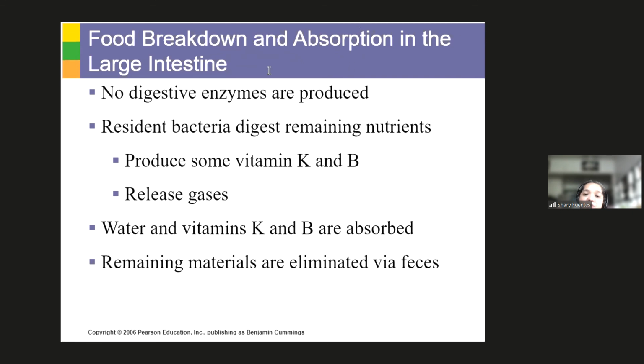Food breakdown and absorption in the large intestine. Sa large intestine, wala nang enzyme na na-produce. Pero anong meron doon? May mga normal residents tayo, yung mga bacteria doon. They are the ones that produce vitamin K and vitamin B, and they also release the gases. Kaya the water and the vitamin K and B are being absorbed while the remaining materials are eliminated by the feces. Ito yung sinasabi ko kanina na binibigyan natin kasi wala pang normal flora yung bata. Kaya ito ang mangyayari. So, bibigyan siya ng vitamin K.